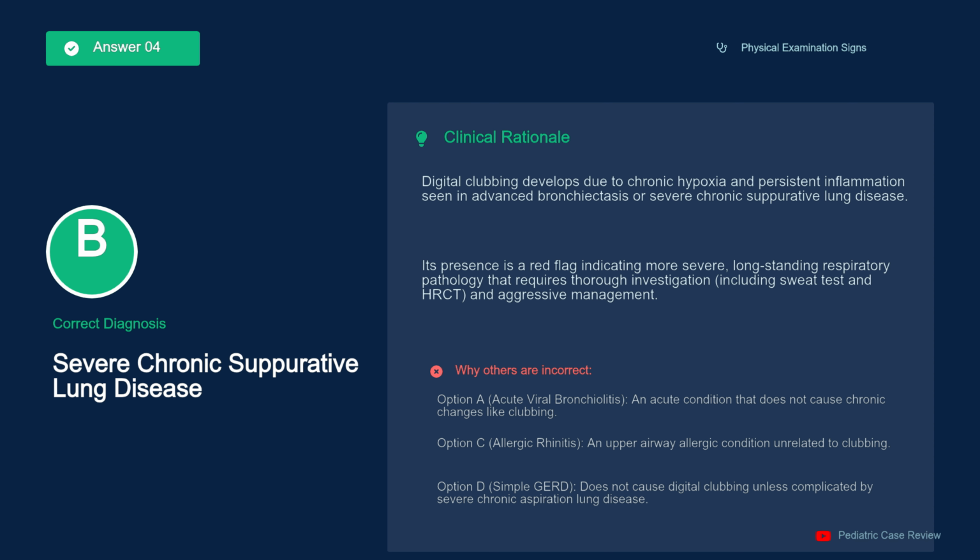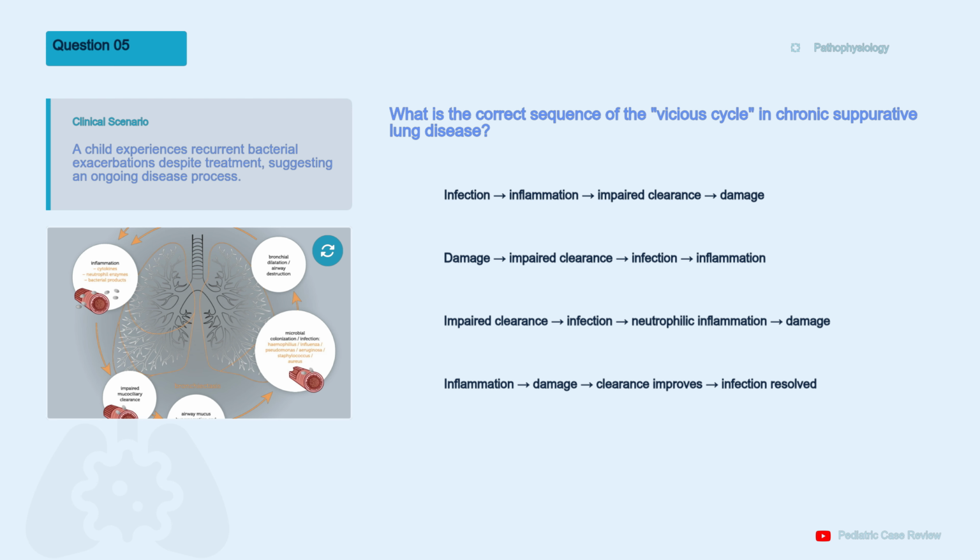Acute viral bronchiolitis is self-limited. Allergic rhinitis affects upper airways without systemic effects. Simple reflux does not cause chronic hypoxia. The presence of clubbing indicates more severe and long-standing respiratory disease requiring thorough investigation and aggressive management to prevent further deterioration. Question 5. A child experiences recurrent bacterial exacerbations despite treatment attempts.